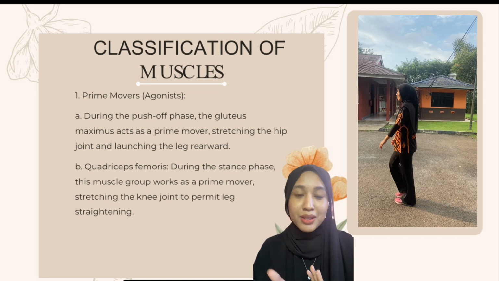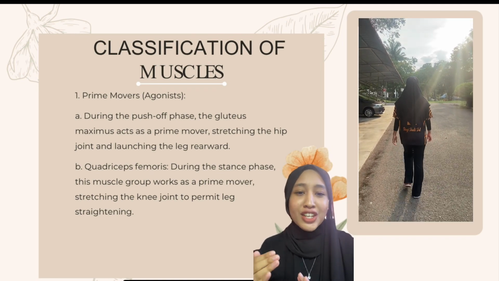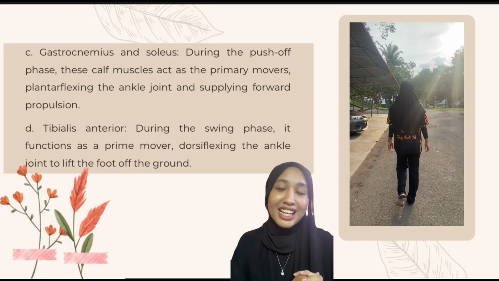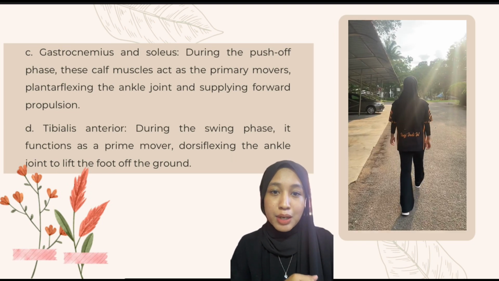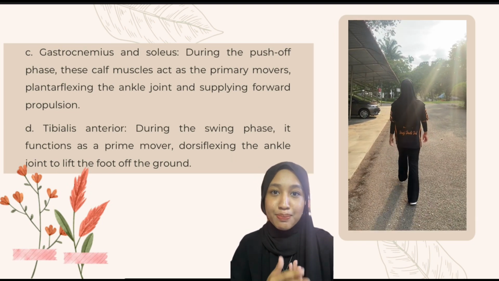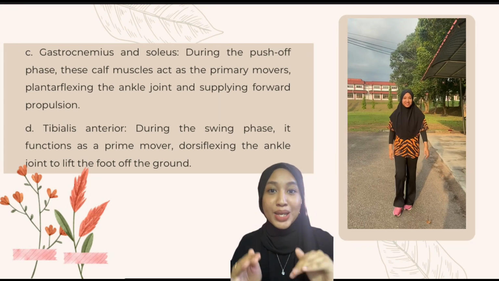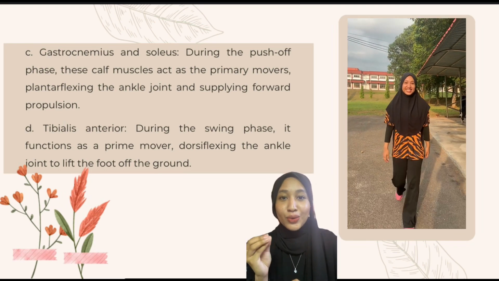Second, quadriceps. During the stance pace, this muscle group works as a prime mover, stretching the knee joint to permit leg straightening. Third, gastrocnemius and soleus. During the push-off pace, these calf muscles act as the primary movers, plantarflexing the ankle joint and supplying forward propulsion. And the last one is tibialis anterior. During the swing pace, it functions as a prime mover, dorsiflexing the ankle joint to lift the foot off the ground.